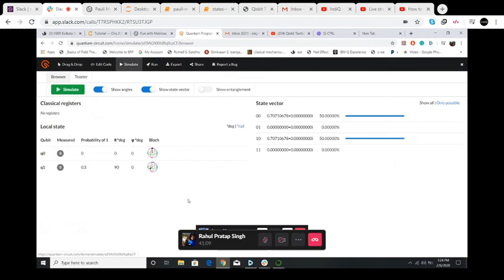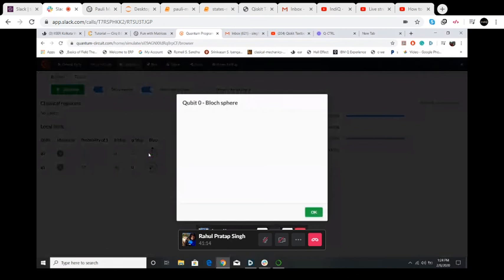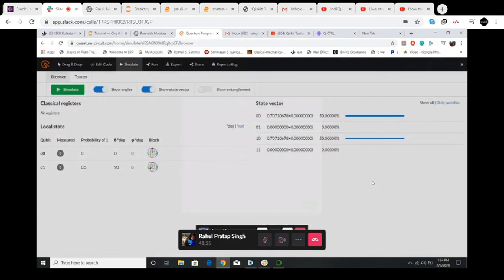Okay, so here's the thing. Here you can get these separate blocks. What will be the, what do you say? The state for each qubit, qubit zero, qubit one, and the probabilities are here. And anything else? Show entanglement. I guess this one is okay.